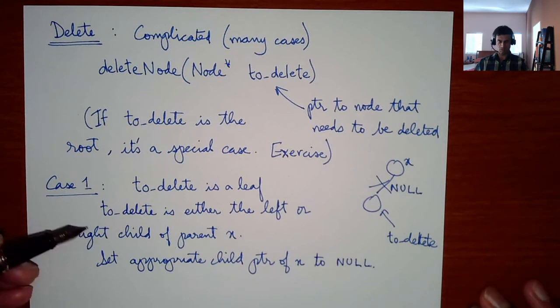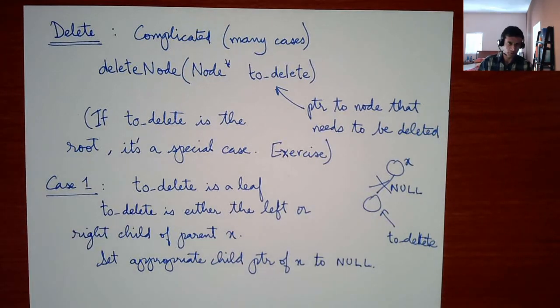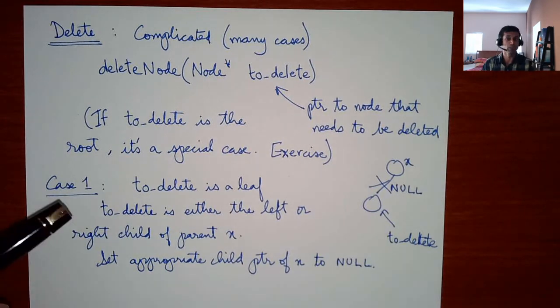Note that this is going to require some kind of if-else code that you need to write. Right? You need to figure out, is it the left child or the right child, and you need to set the appropriate child pointer to null.